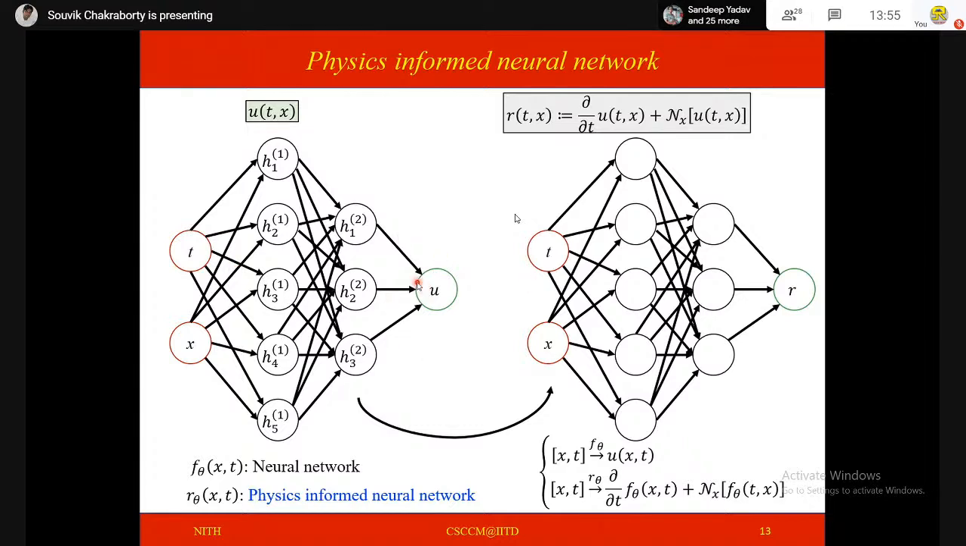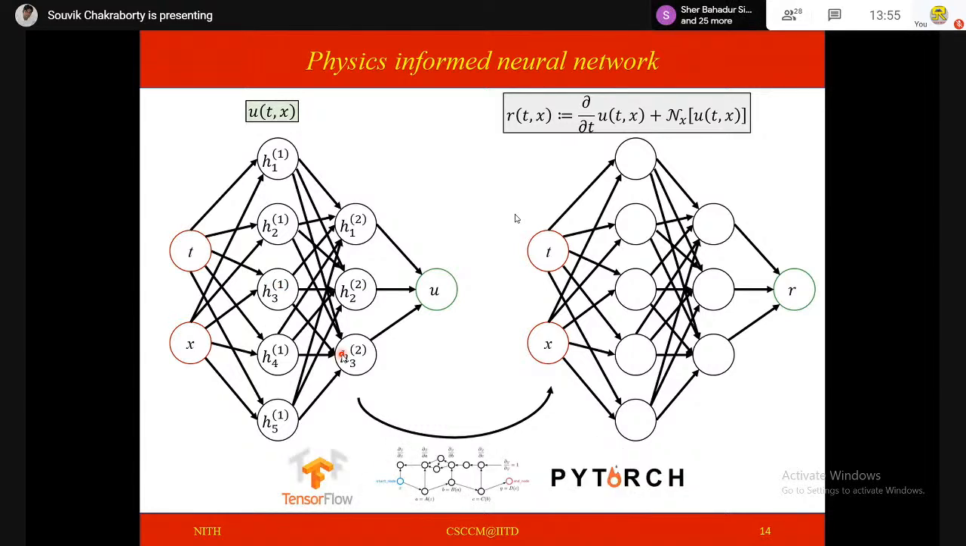So we have become lazy. And rightly so, because we don't need to do these things by hand. We have modern softwares which will do it for us. So we have methods known as automatic differentiation, which can give you this derivative of u with respect to t and x. So we will use those automatic differentiation schemes. And then for solving this neural network, we have TensorFlow and PyTorch, and we can do those things.